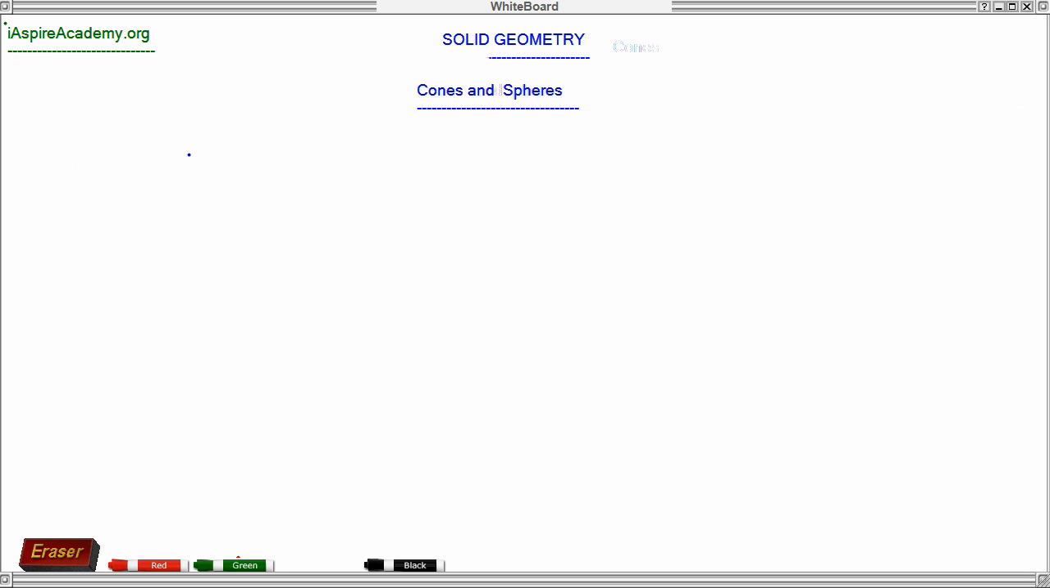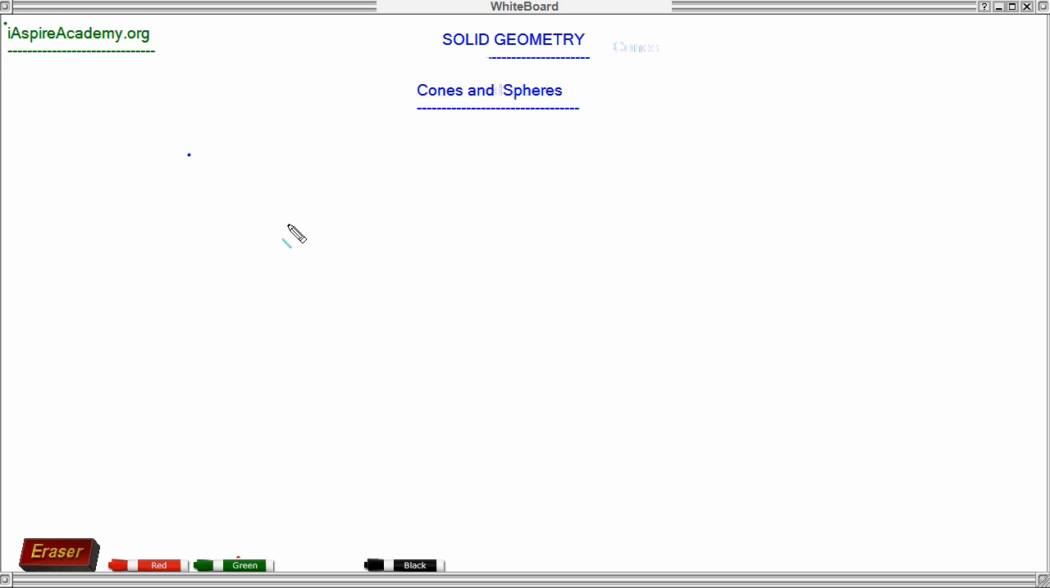So welcome to another lesson of solid geometry. Today we are going to discuss cones and spheres. In case you haven't gone through the previous solid geometry shapes, please go through them. We discussed rectangular solids, squares, and cylinders.